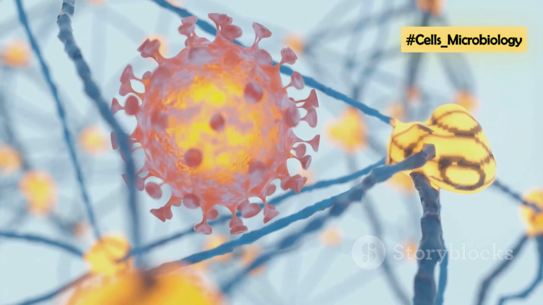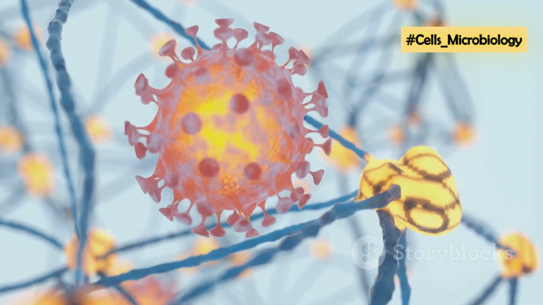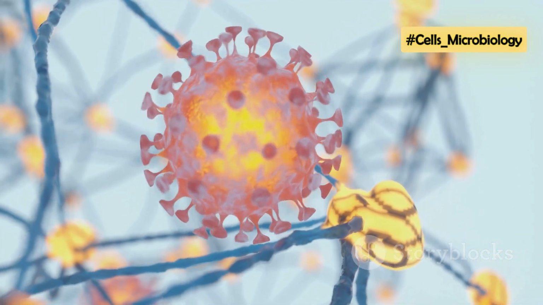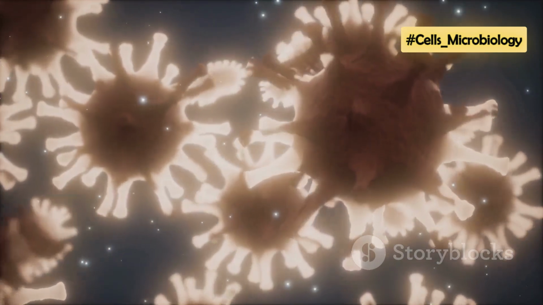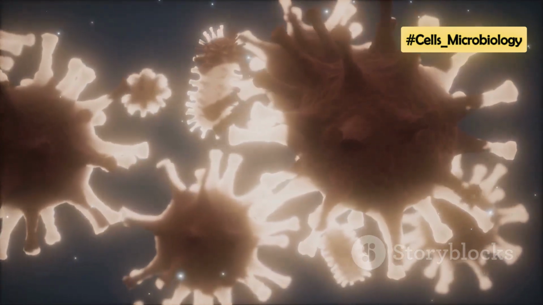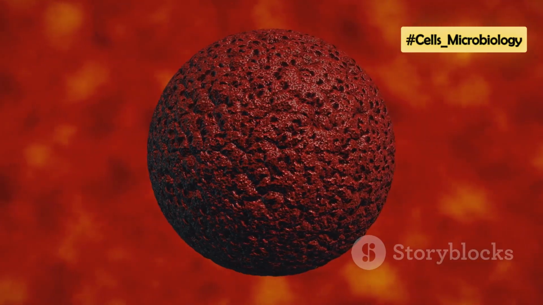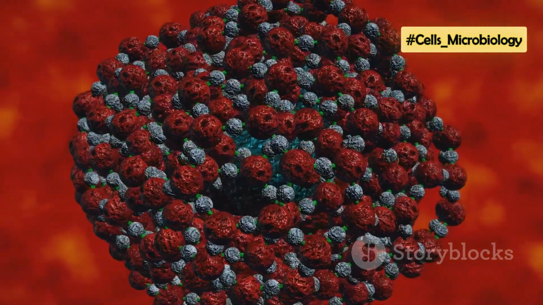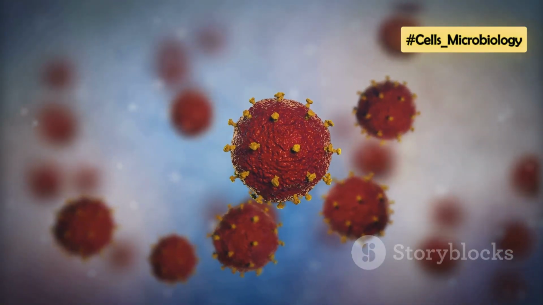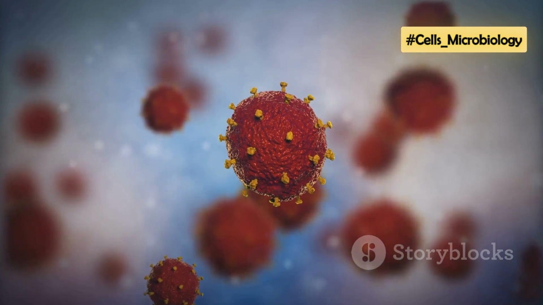Once inside a host cell, the virus takes over the cell's machinery to replicate itself, producing many new viruses. Some viruses have an extra layer called an envelope, which they acquire from the host cell's membrane. This envelope helps the virus disguise itself and evade the host's immune system, making it easier to infect new cells. It acts like a camouflage, allowing the virus to blend in and spread more effectively.